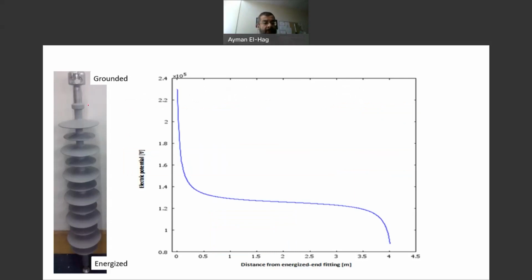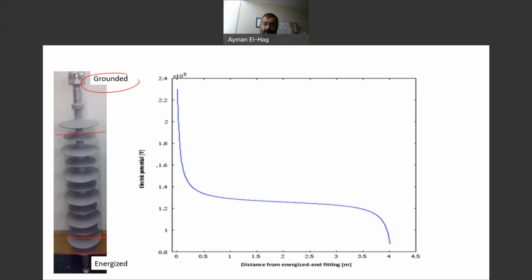So here is this outdoor insulator. Assume this is the energized end and this is the grounded end. And this is a typical voltage distribution along the line. So if this is the energized end, we start from here, so we have very high voltage. And then this voltage, in a small distance here, drops very, very fast and then becomes almost constant at the middle of the insulator until it reaches the grounded end, and then we have a sudden drop here.